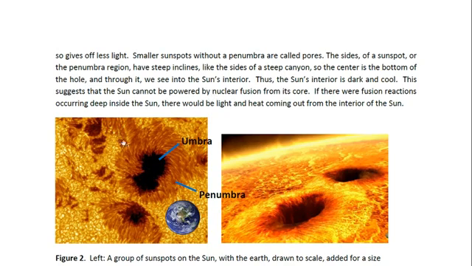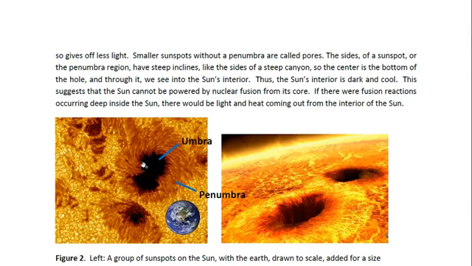Now, we also have smaller sunspots, and these are called pores. These are the smaller sunspots. The sides of the sunspots have steep inclines, and we can see here in the side view that this is indeed very steep, going through the photosphere into the sun's interior.